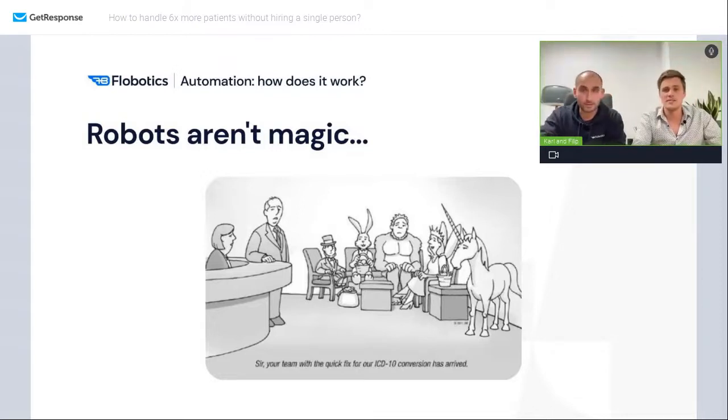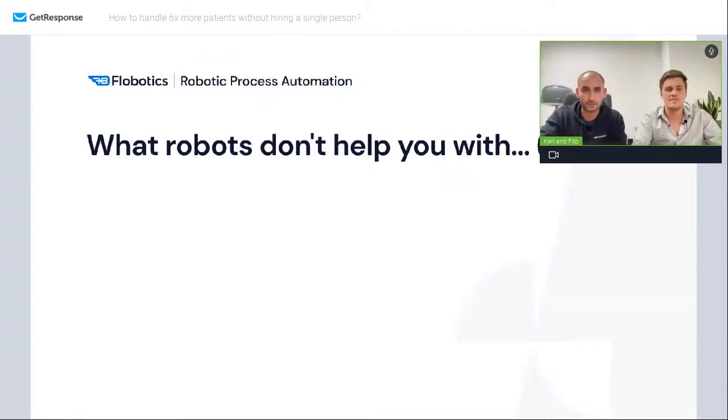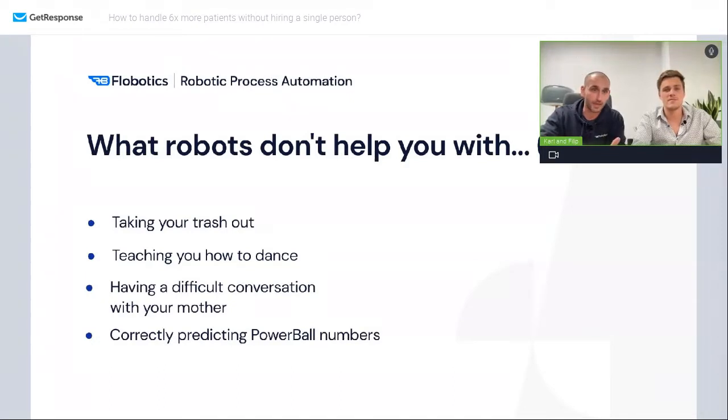Yeah, there's a lot of things robots can't do. Just to name a few things, they can't take out your trash, teach you how to dance, have a difficult conversation with your mother, correctly predict Powerball numbers. I need one of those guys. Yeah. And many, many other things.